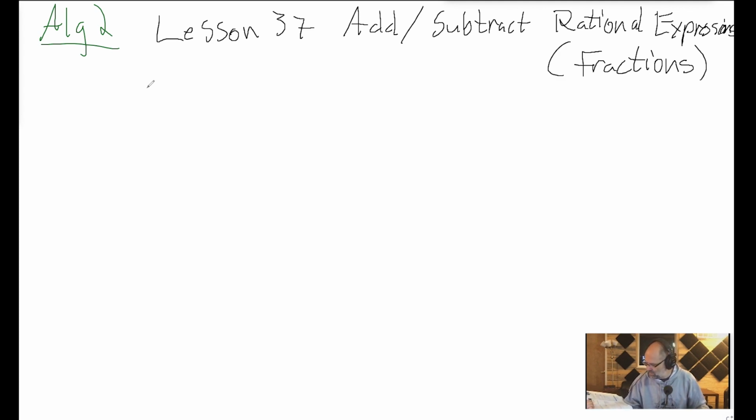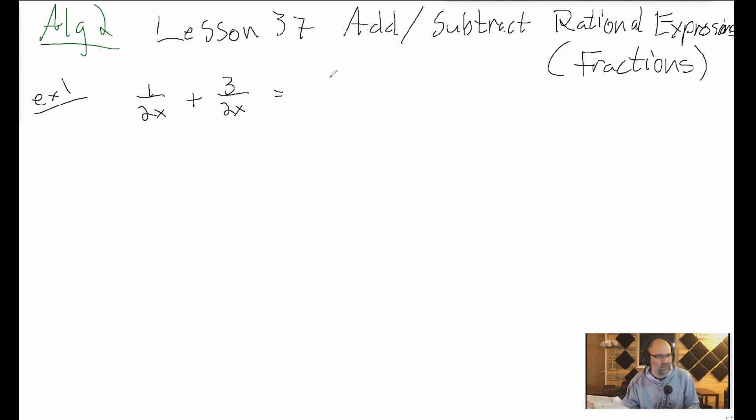So let me just jump in and do an example. So here's example one. This one already has a common denominator. So 1 over 2x plus 3 over 2x. Well, how do we add fractions?